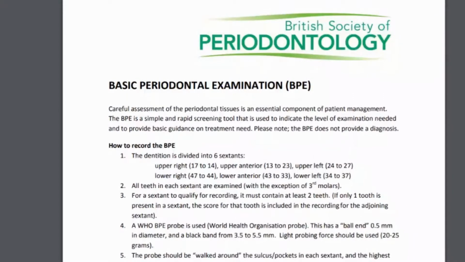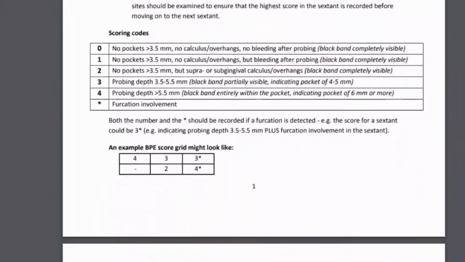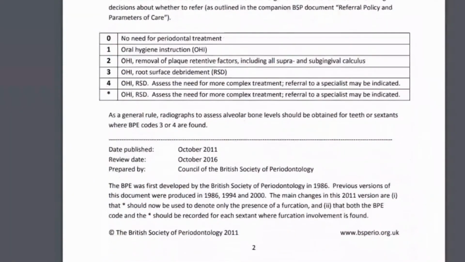The BSP document by the British Society of Periodontology, the guidelines for periodontal screening and care of children and adolescents under the age of 18, has guidelines for using BPE in younger patients, and the link can be found below in the description.